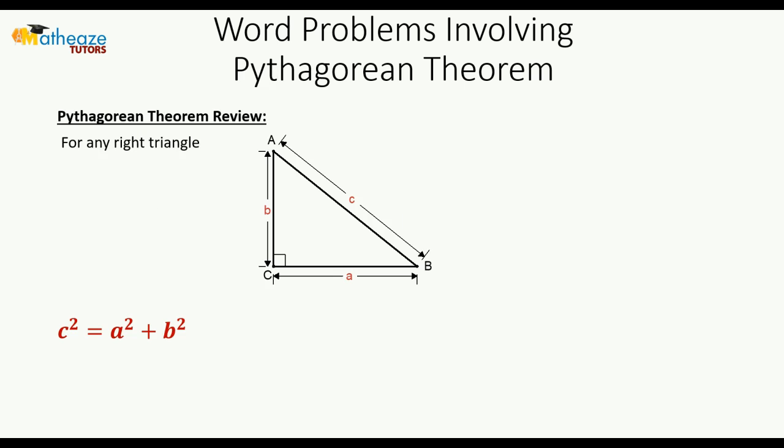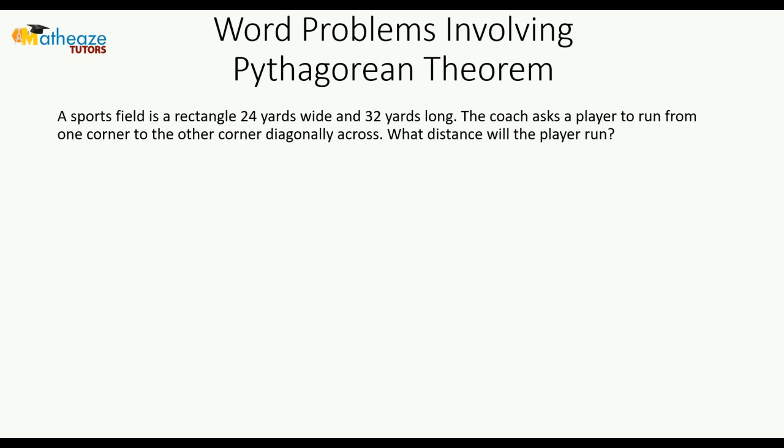theorem. The Pythagorean theorem states that for any right triangle, the square of the hypotenuse is equal to the sum of the squares of the other two sides of a right triangle. And in this case, c squared is equal to the sum of a squared and b squared.